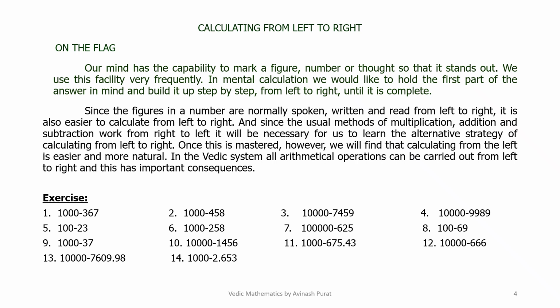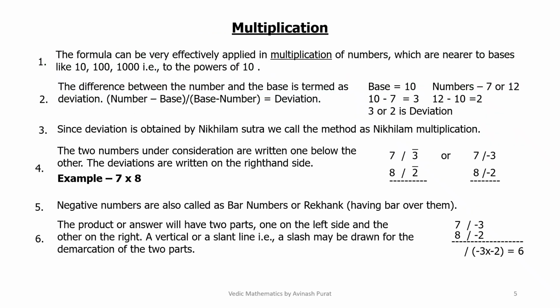11) 1000 minus 675.43, 12) 10,000 minus 666, 13) 10,000 minus 7609.98, 14) 1000 minus 2.653.